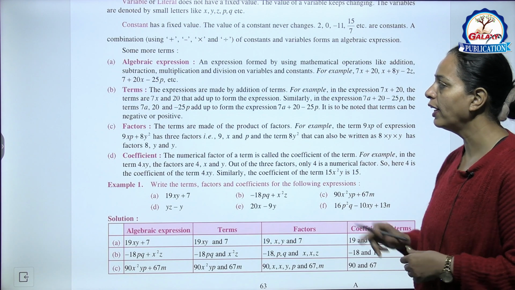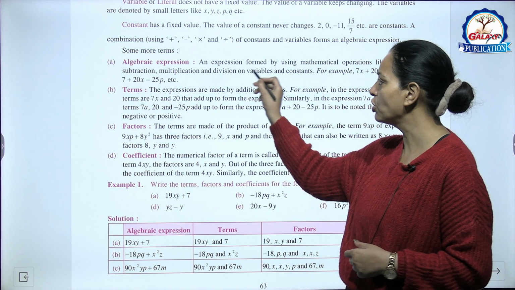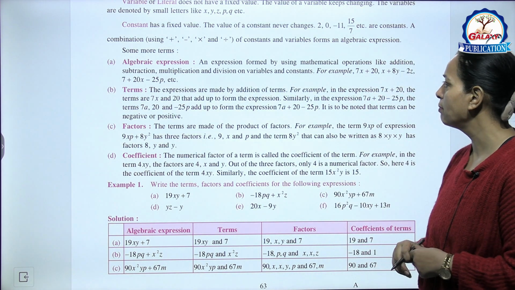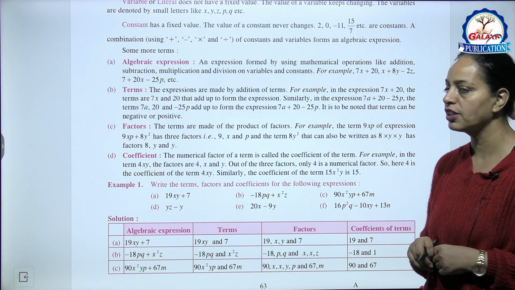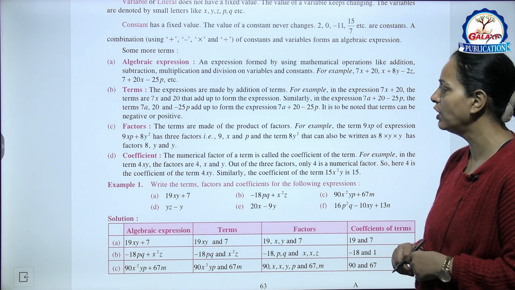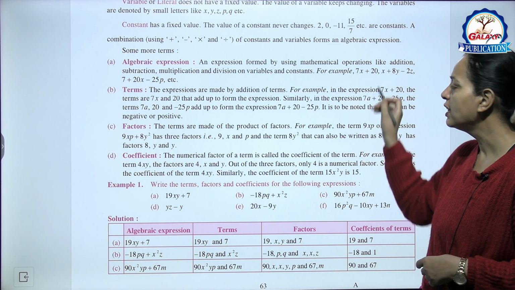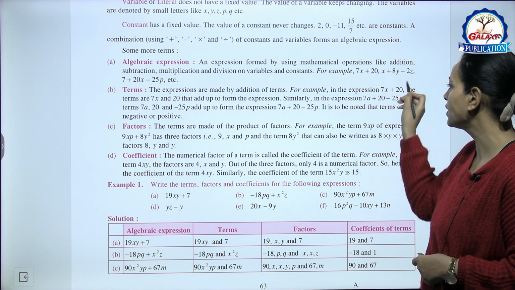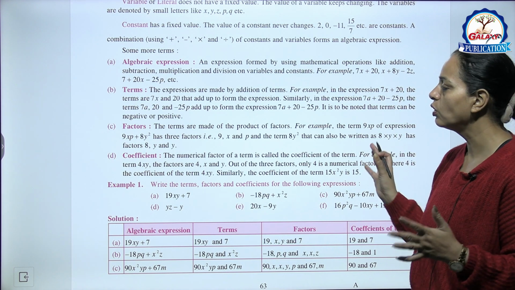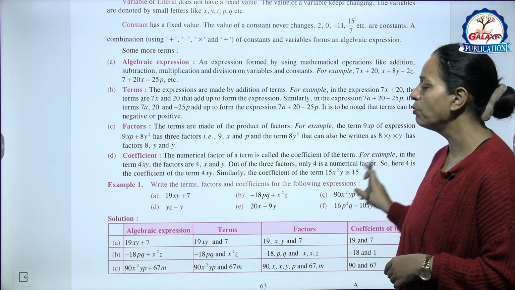So some more terms. The first one, algebraic expression: an expression formed by using mathematical operations like addition, subtraction, multiplication and division on variables and constants. So for example, 7x plus 20, x plus 8y minus 2z. So these are expressions.